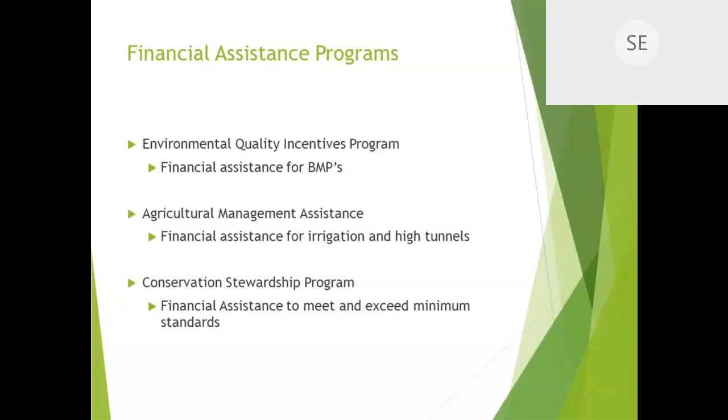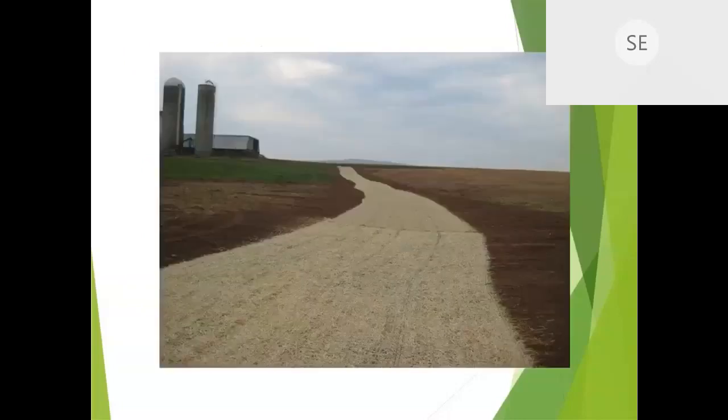So the 3 that I'm going to go through are really the Environmental Quality Incentives Program, Agricultural Management Assistance, and the Conservation Stewardship Program. So I'm going to lump the EQIP and AMA programs together because they're very common.